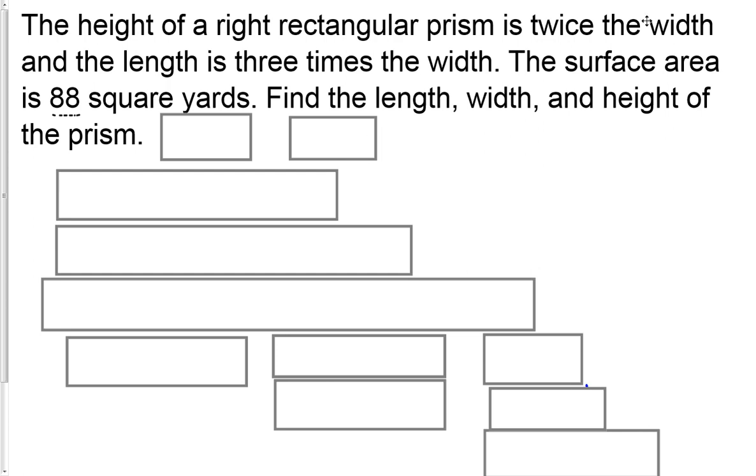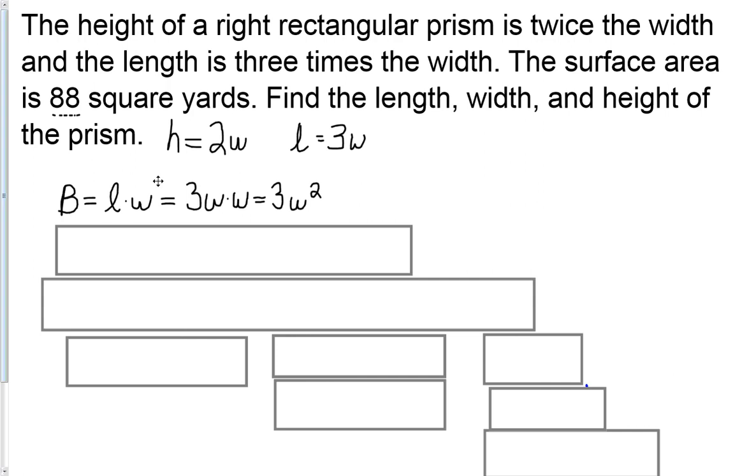So we've got 3w is length, 2w is height, I missed that. Surface area is 88, so we need to find the length, width, and height of the prism. So those two equations I said, height is 2 times the width, length is 3 times the width, and then we're going to find base, but we need to plug in so that we have only one variable.